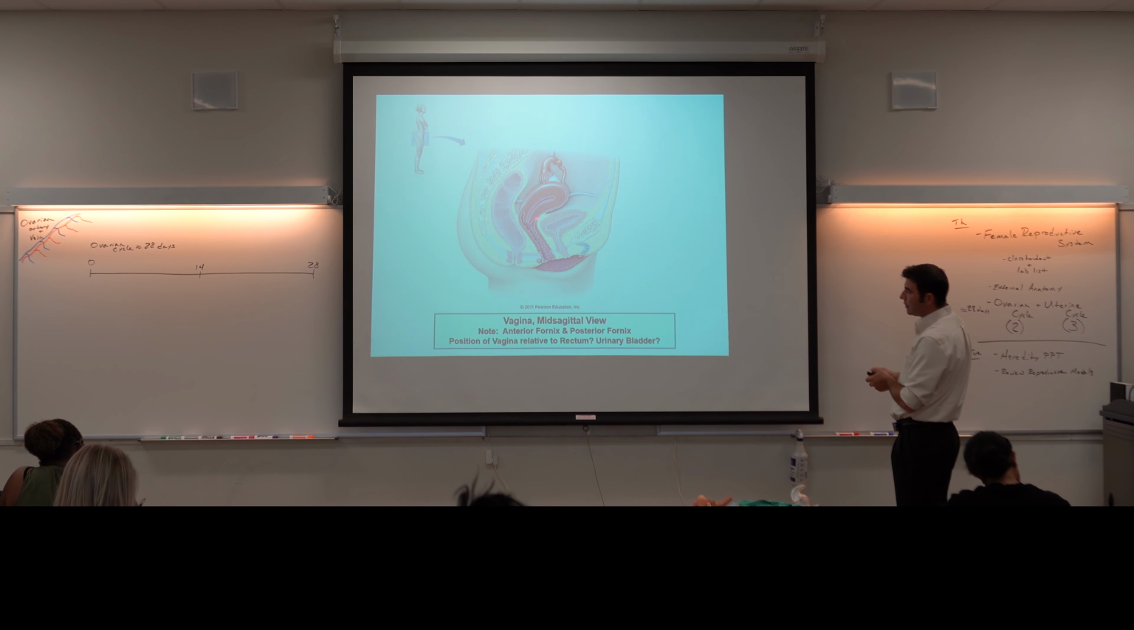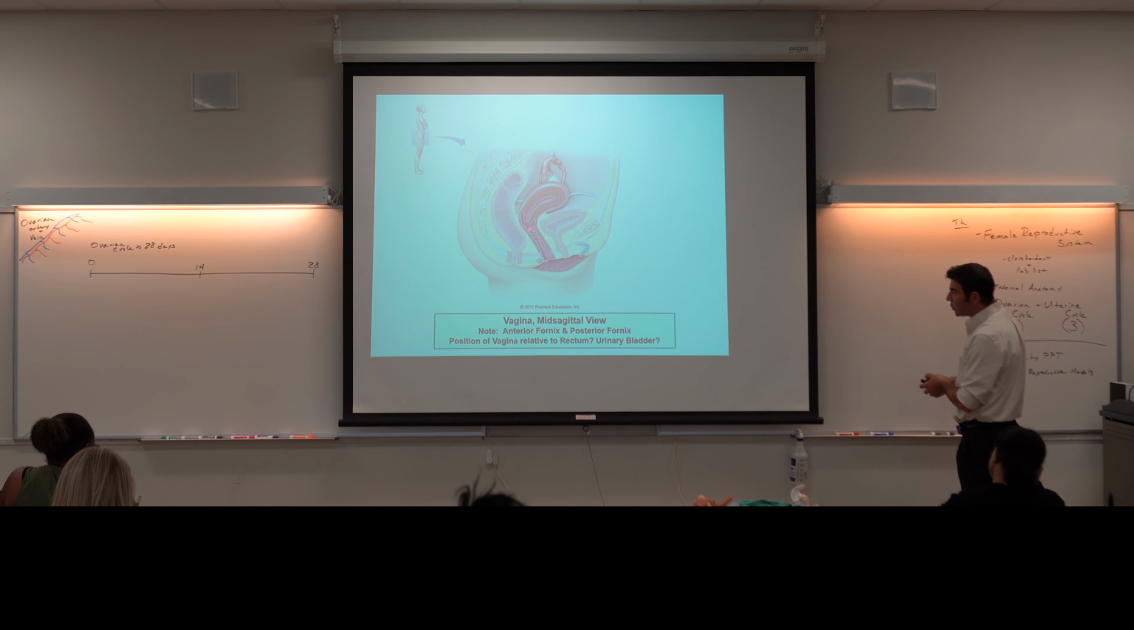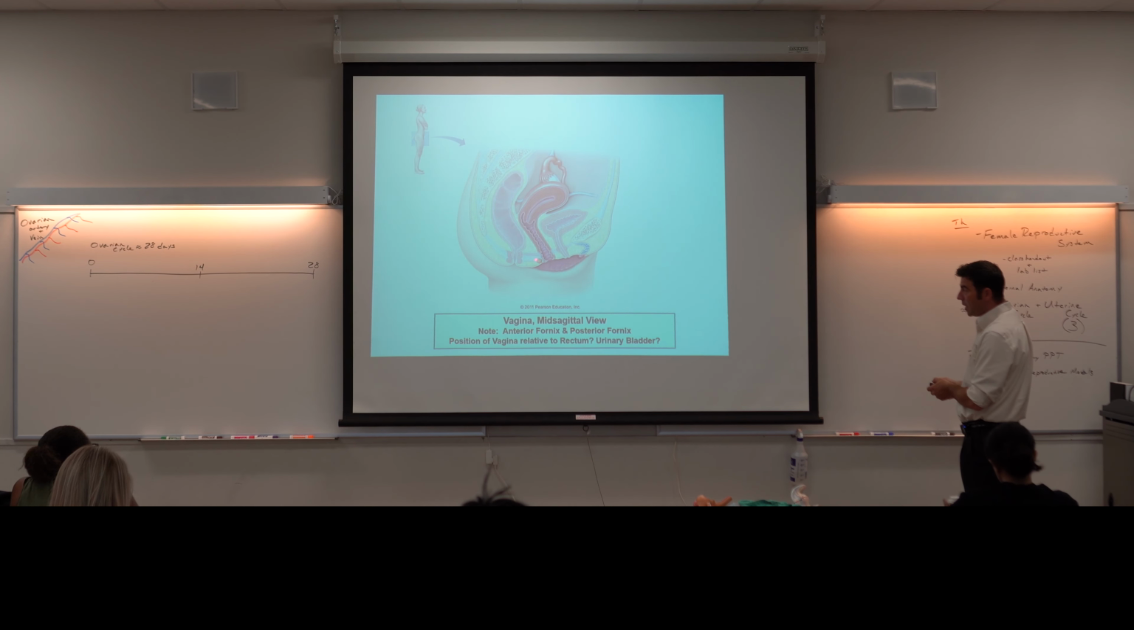From this side view, you can see an anterior fornix, which is closer to the urinary bladder, and then a posterior fornix, closer to the rectum. We can see that vaginal canal. You can also see from this picture at least two of these structures that are homologous to things that we saw in males. There is this structure called the greater vestibular bulb. In fact, we're going to see that in a slide in just a second. Greater vestibular bulb, that is homologous to the bulbourethral gland that we saw in males.